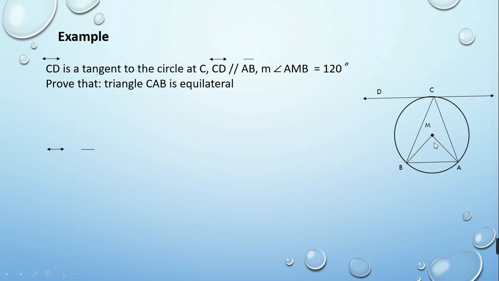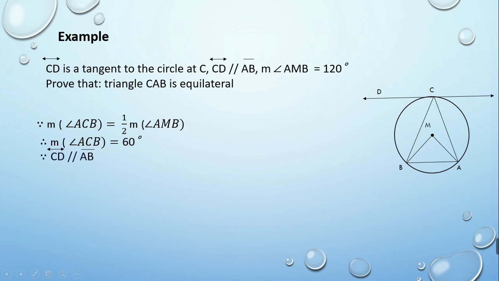First, he gave me the measure of the central angle AMB, and I have an inscribed angle ACB. The central and the inscribed angles subtend the same arc AB. Then the measure of the angle ACB equals half the measure of the angle AMB. The measure of the angle AMB equals 120 degrees, so the measure of the angle ACB equals 60 degrees. So this angle is 60 degrees.